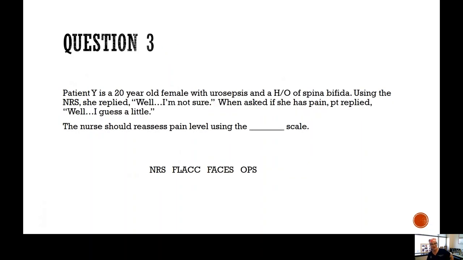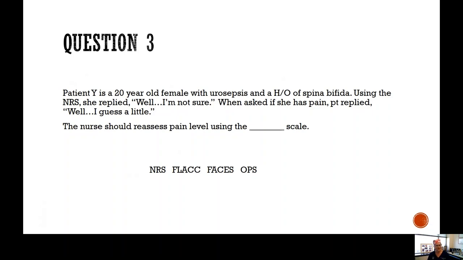Next. Now this patient was 20, and yeah, with the rearrangement of patients with COVID, we had some older patients on our floor. She was a 20-year-old female, came in with urosepsis. She had a history of spina bifida, so a long history, and a little less developmental skill than a lot of 20-year-olds would have. But I walked in on my students taking her 12 o'clock vital signs, and they used a numerical rating scale. And she replied, "Well, I'm not sure."